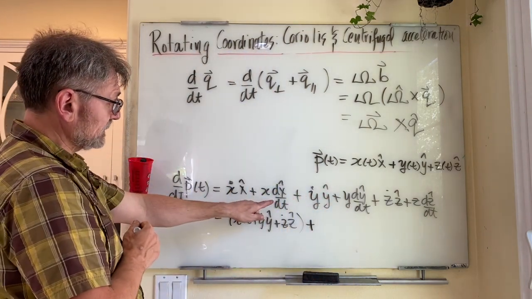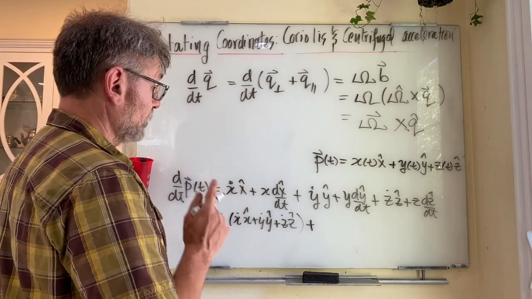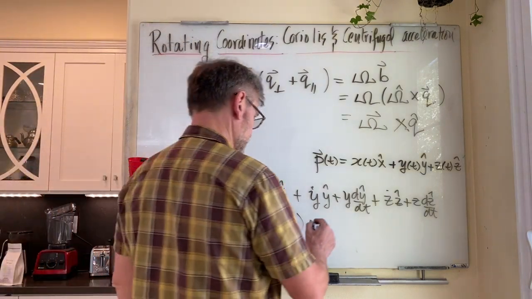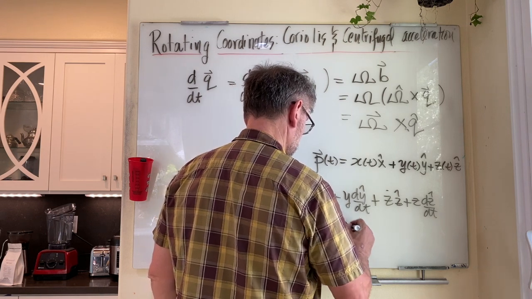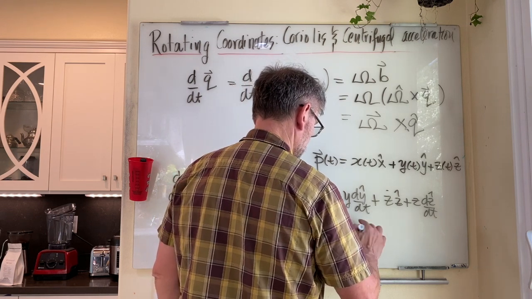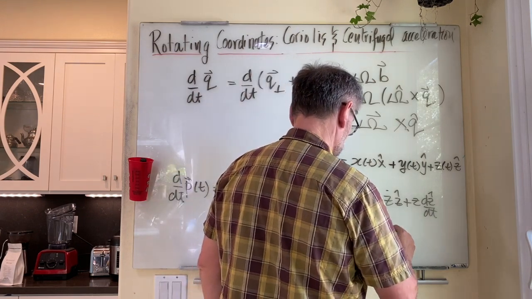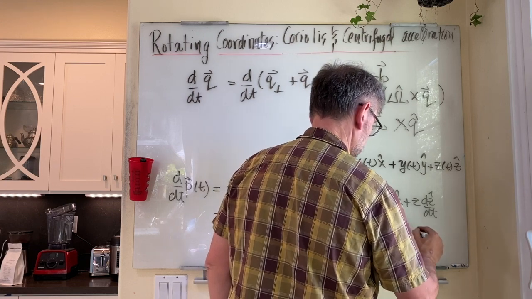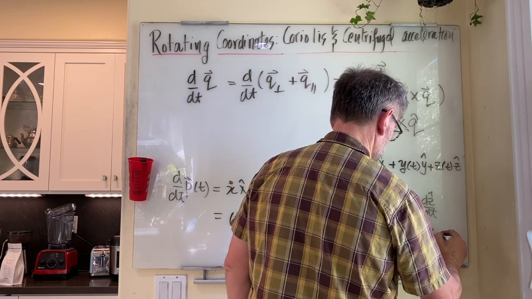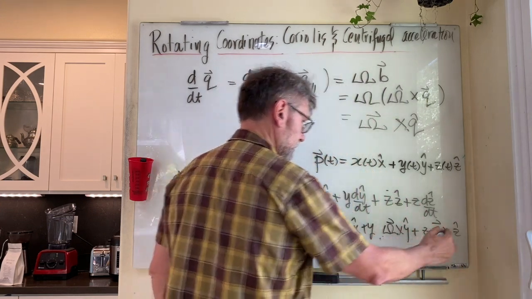I'm going to replace dx hat dt by what its derivative is. Remember, that's omega cross x hat. So this is going to be x times omega cross x hat plus y times omega cross y hat plus z omega cross z hat. And these are vector omegas.